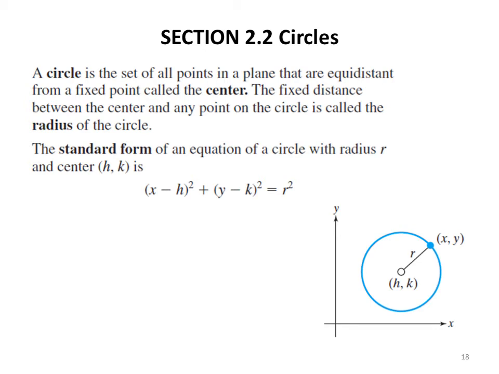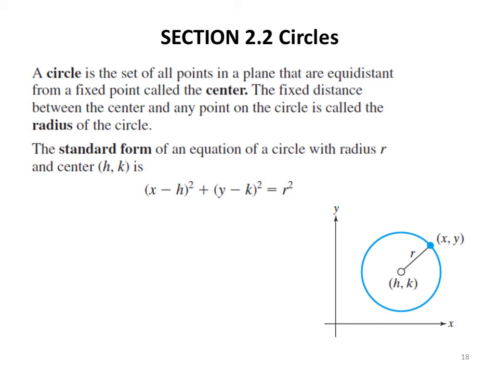Section 2.2, we will cover circles. A circle is defined to be the set of all points in a plane that are equidistant from a fixed point called the center. In other words, we start with a fixed point, let's say with coordinates h, k, and look at all the points that have the same distance from the center. This distance is fixed. We call it r, or the radius of the circle.